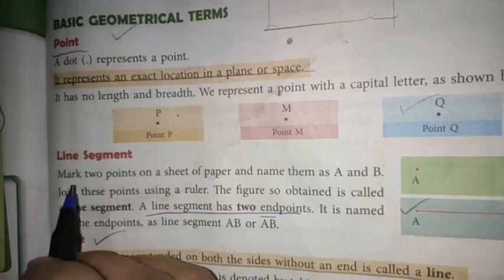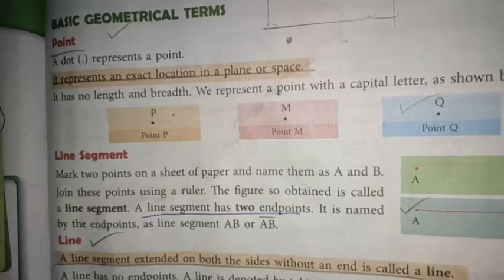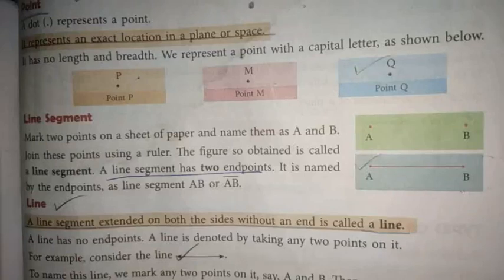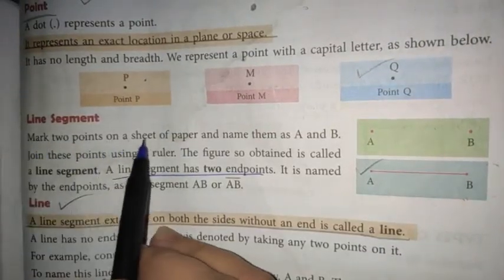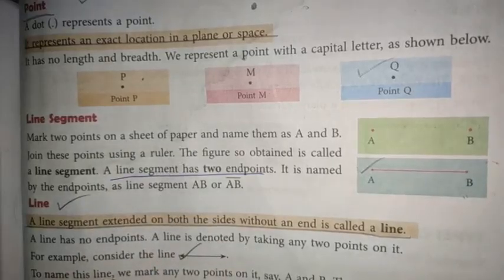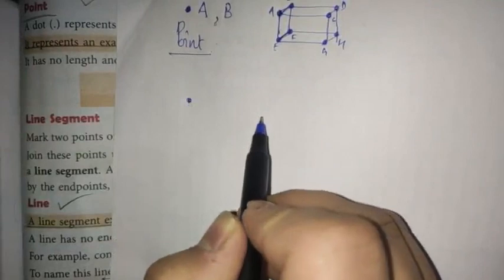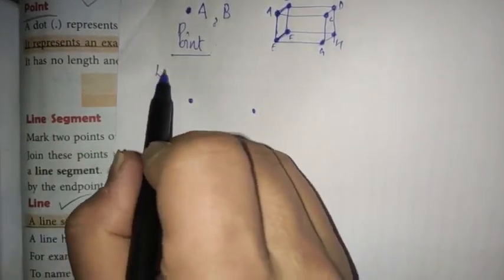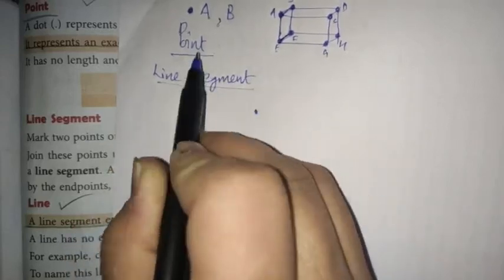Proceeding to the next part, which is line segment. Now what do you mean by line segment? Mark 2 points on a sheet of paper. Let us mark it also. Mark 2 points, say 1 point here and 1 point here. I'm explaining this regarding the line segment. I hope you are clear with the point.